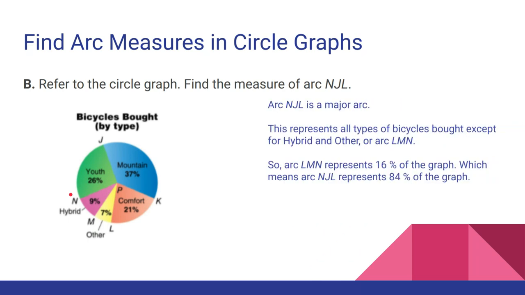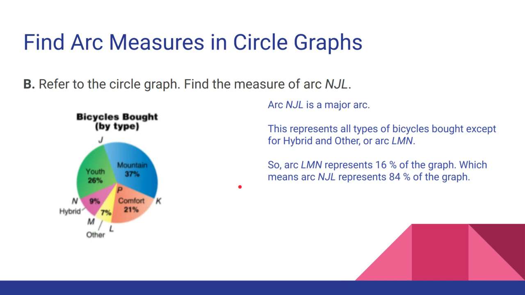Arc NJL is a major arc. This represents all types of bicycles bought except for this piece right here, which is our hybrid and our other. So NJL makes up youth bicycles, mountain bicycles, and comfort bicycles, but it does not make up this section right here because it's not part of our arc.